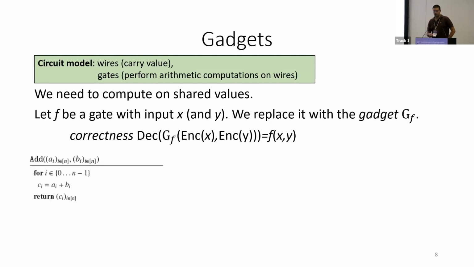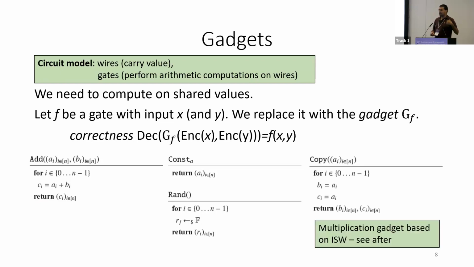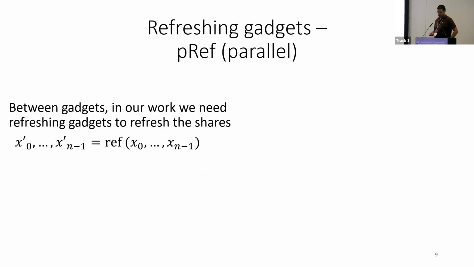In our talk, we will use a parallel addition, which simply takes as input an encoding of A and an encoding of B, and outputs the pairwise addition of the shares. We have a constant gate which outputs an encoding of the constant, and a random gate which outputs random values. For copy, we simply copy the shares. The multiplication gadget, we will see it after.